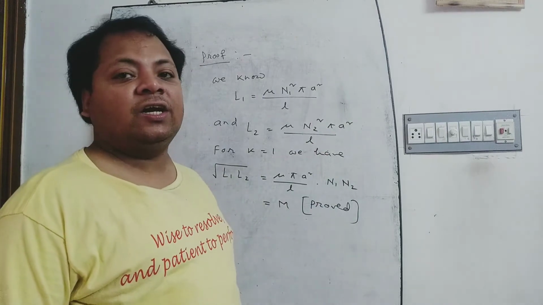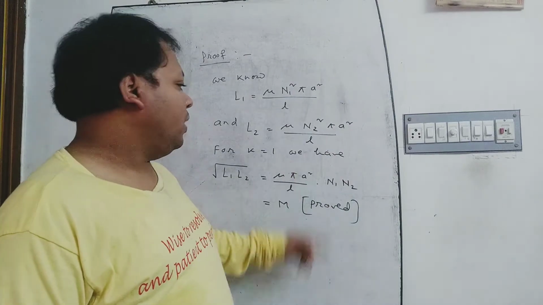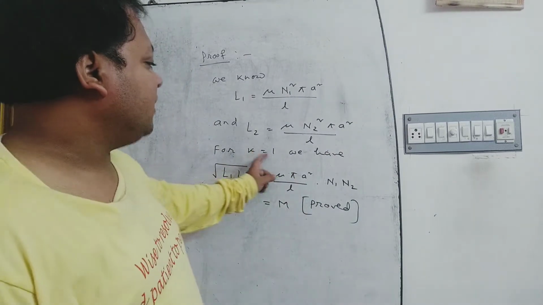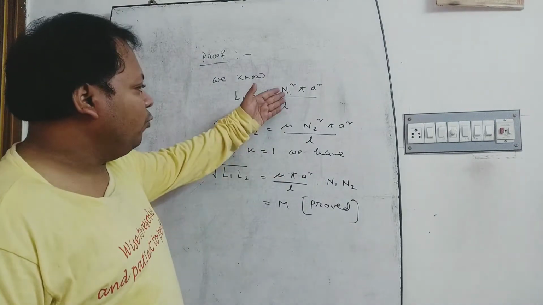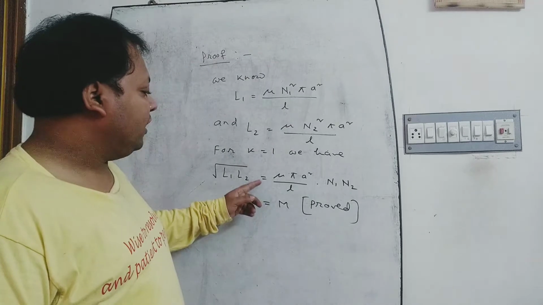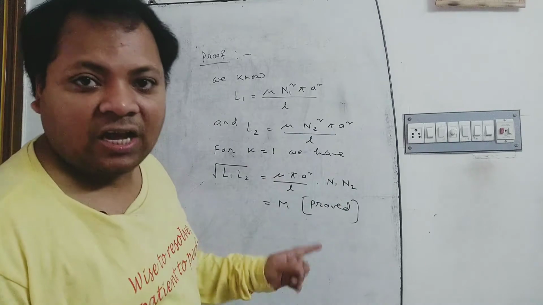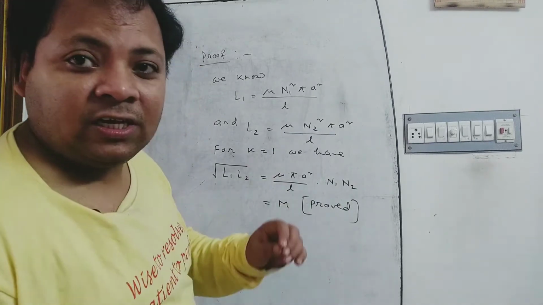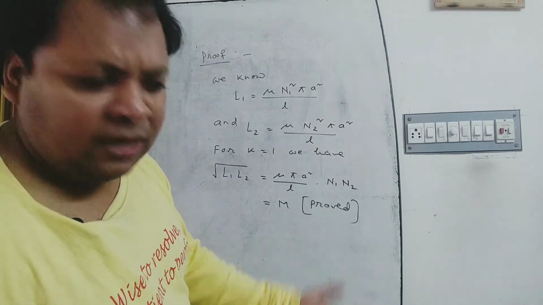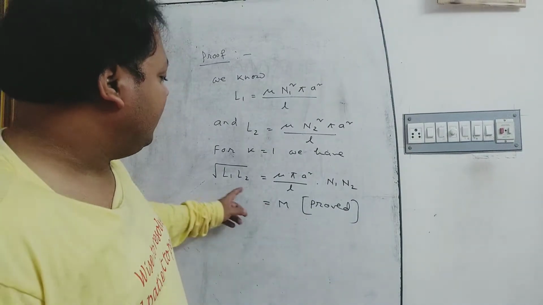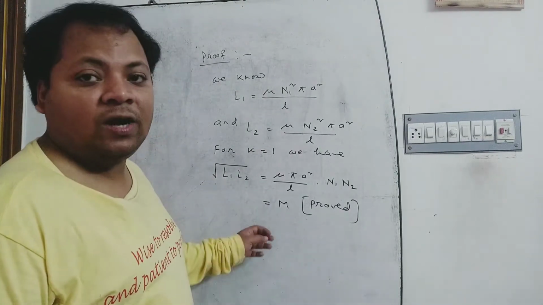a is the radius of each circular loop, and for 100% coupling, that is K is equal to 1, we have root over L1 L2. Now putting the values of L1 and L2, we get mu pi a square by l into n1 n2. This is the expression of M, which was already shown in the earlier discussion. That's why we can write that root over L1 L2 is equal to capital M. This is the required result.